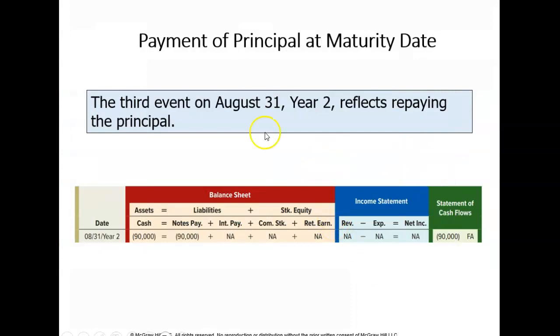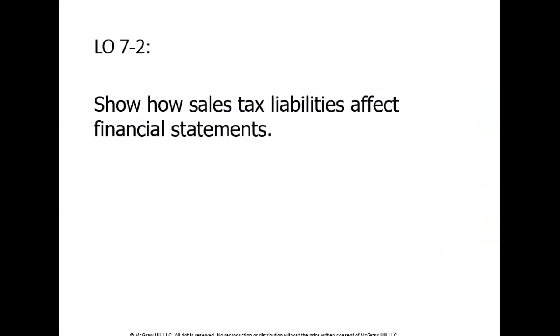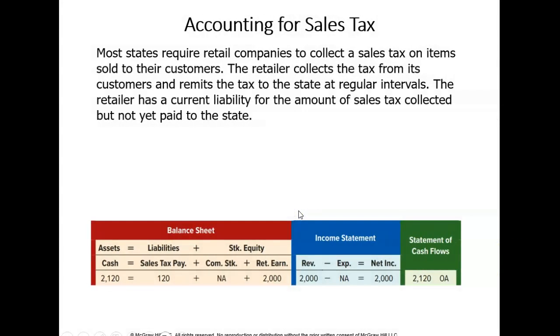Okay. Now it's time to pay back the principal amount, the amount borrowed, which was $90,000. So when you pay the note back, your cash would decrease by 90,000. Your notes payable account would decrease by 90,000. On your statement of cash flow, there's an outflow of cash of 90,000 as a financing activity. So now you pay back the 90,000 borrowed along with the accrued interest in the amount of $8,100. Next up, how to account for sales tax liability.